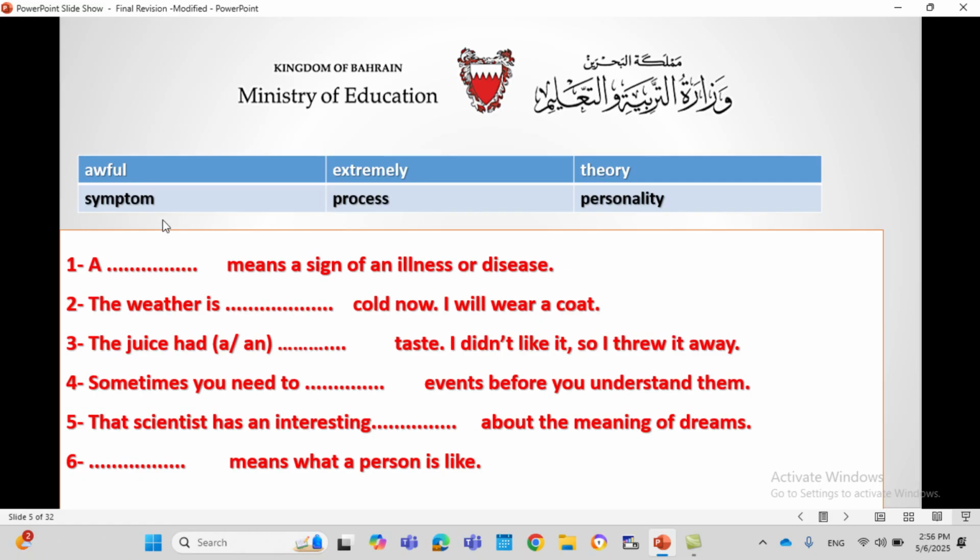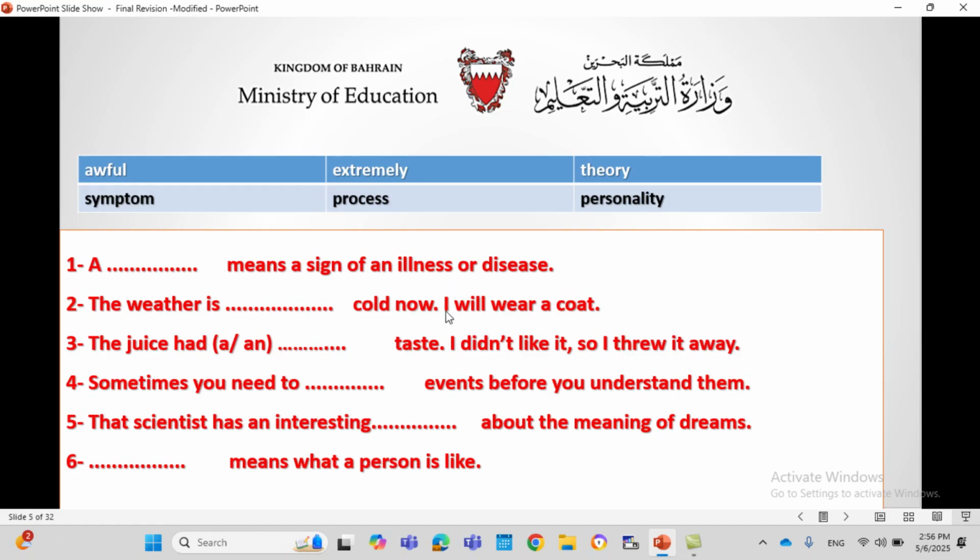And we have the noun symptom. We have the verb process, and process means to deal with. Finally, we have the noun personality. So let's read the question. Number 1, a means a sign of illness or disease. We need here a noun. A means a sign of an illness or disease. Just I give you advice.